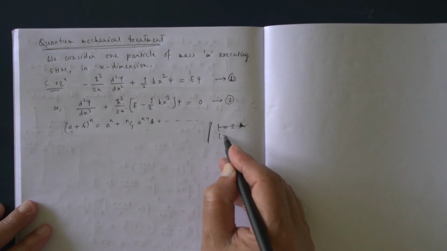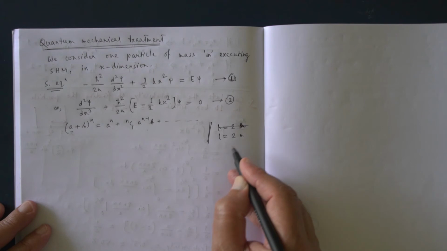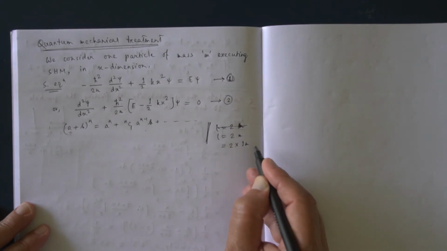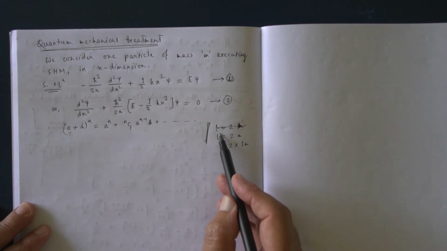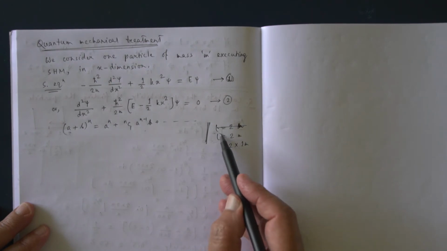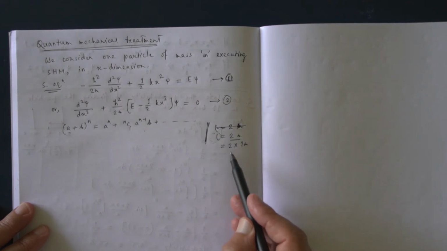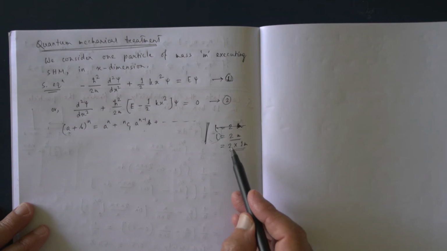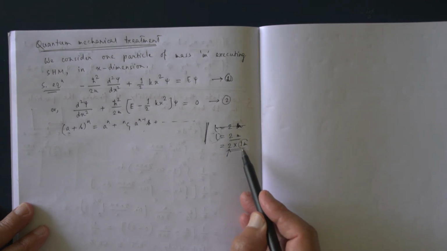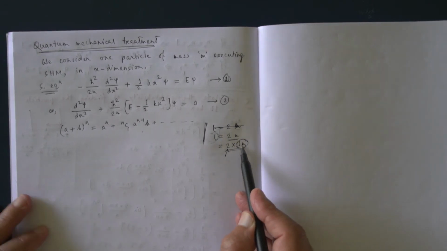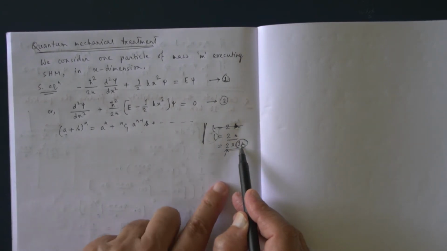Length of the band, say, 2 meter. So how can we write it? 2 into 1 meter. Now this is the value, and length is the physical quantity L. Here 2 is the pure number and this is the unit.